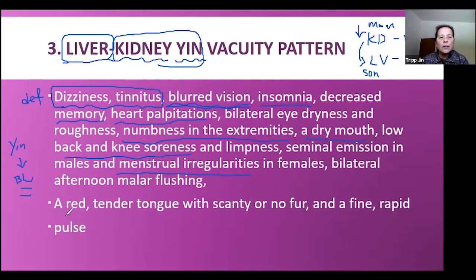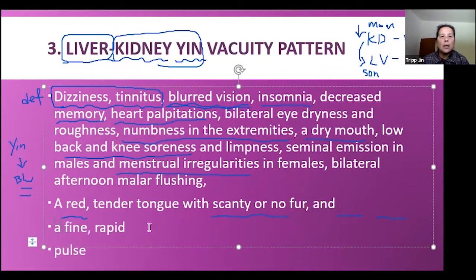If we look at the tongue, it's a red tongue. Usually no coating, or maybe just a little bit of coating there. And thin. The pulse is rapid and thin. So that's generally the yin deficiency relationship with the kidney and the liver.